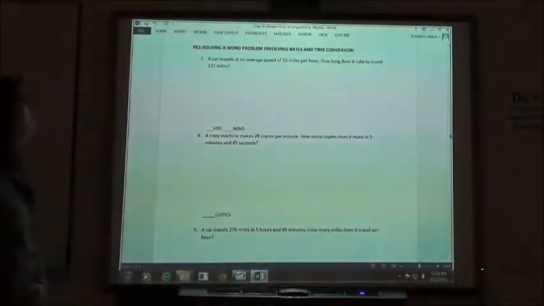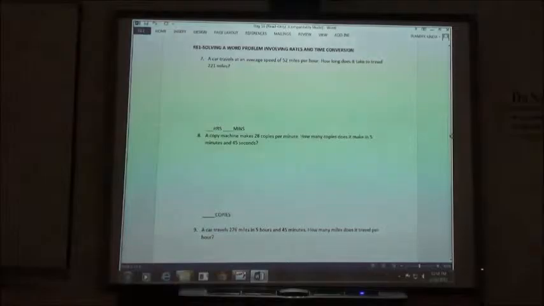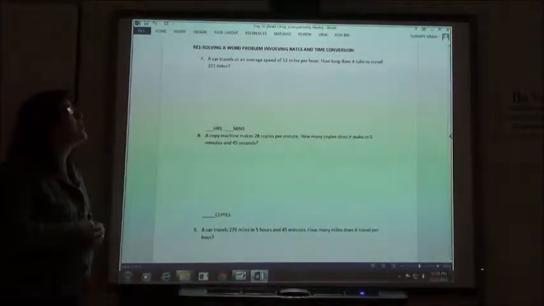All right. Word problem involving rate and time conversion. A car travels at an average speed of 52 miles per hour. How long does it take to travel 221 miles? Now, some people can read these and know if they should multiply or divide, because that's what you're going to do. Sometimes you might have trouble figuring out which one to do.